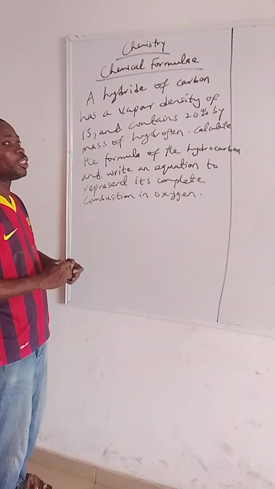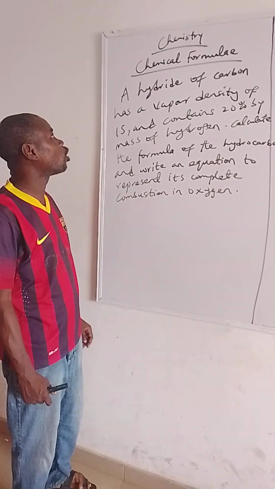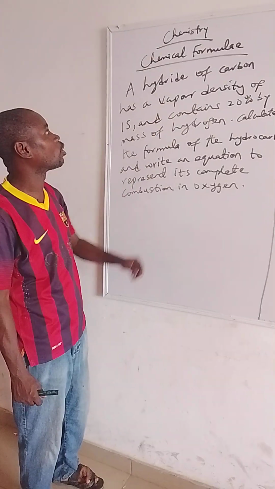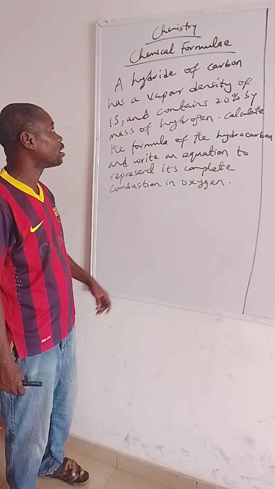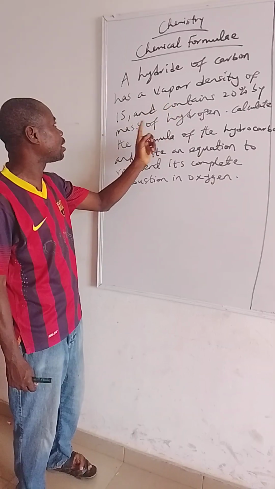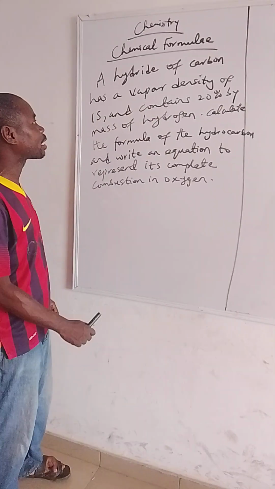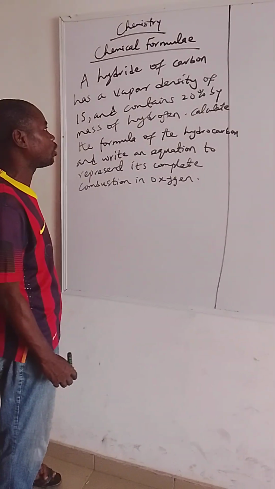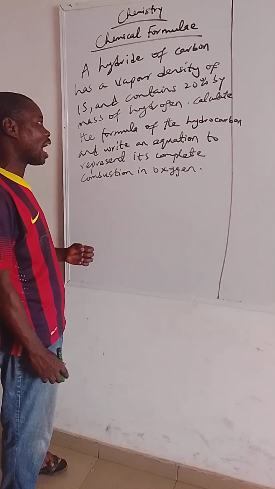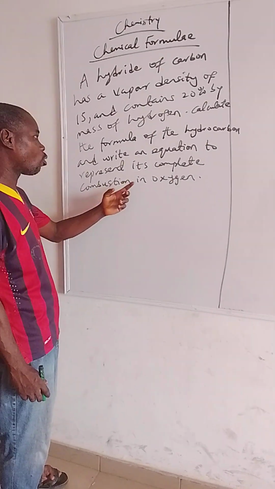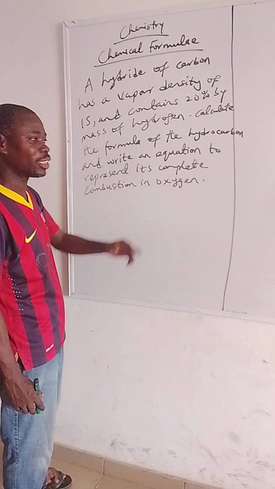Welcome to another video. In this video, I want to solve a question on chemical formula. The question goes thus. A hydride of carbon has a vapor density of 15 and contains 20% by mass of hydrogen. Calculate the formula of the hydrocarbon and write an equation to represent its complete combustion in oxygen.